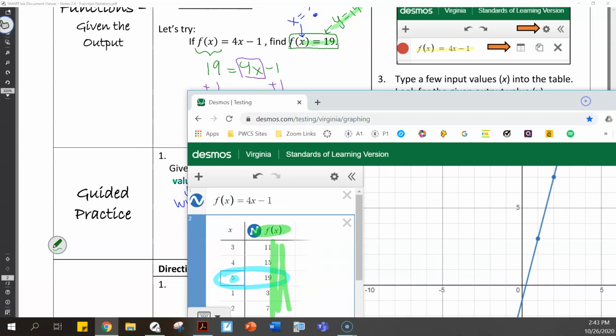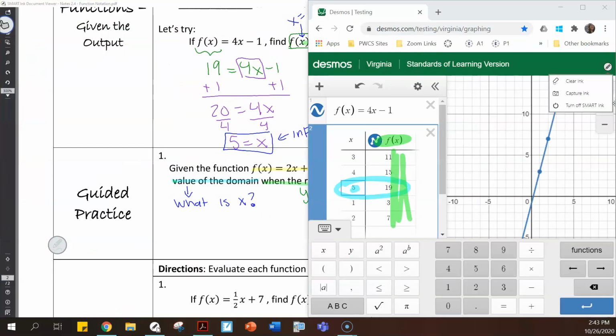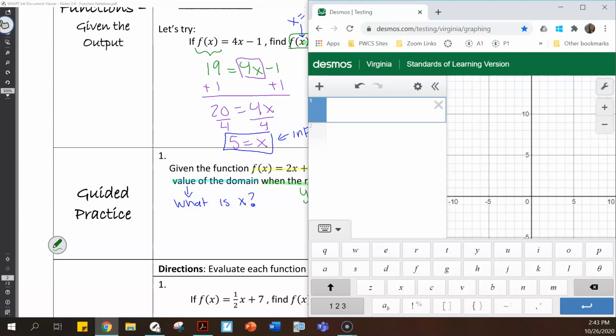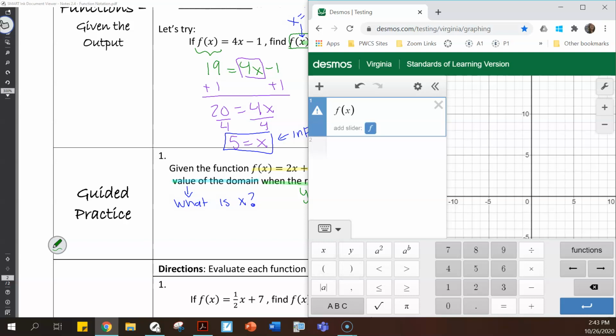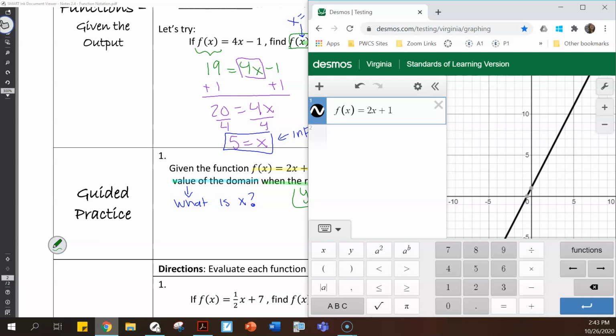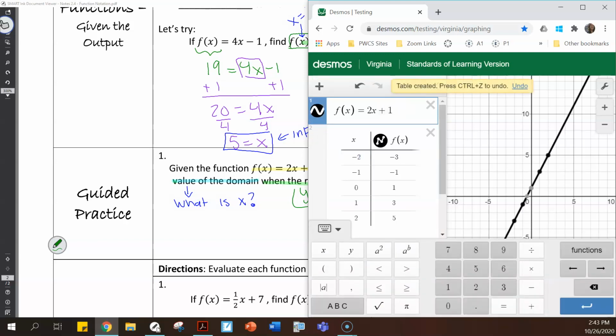Open it up over here. I'm going to type my expression exactly the way I see it. So in this case, I've got 2x plus 1. So f of x equals 2x plus 1. And I'm looking for where y equals negative 3. They gave me the range. They gave me the y value. So I'm going to do the gear wheel. I'm going to make a table. Do I see anything that has negative 3 yet? I've got 5, 3, 1, negative 3.